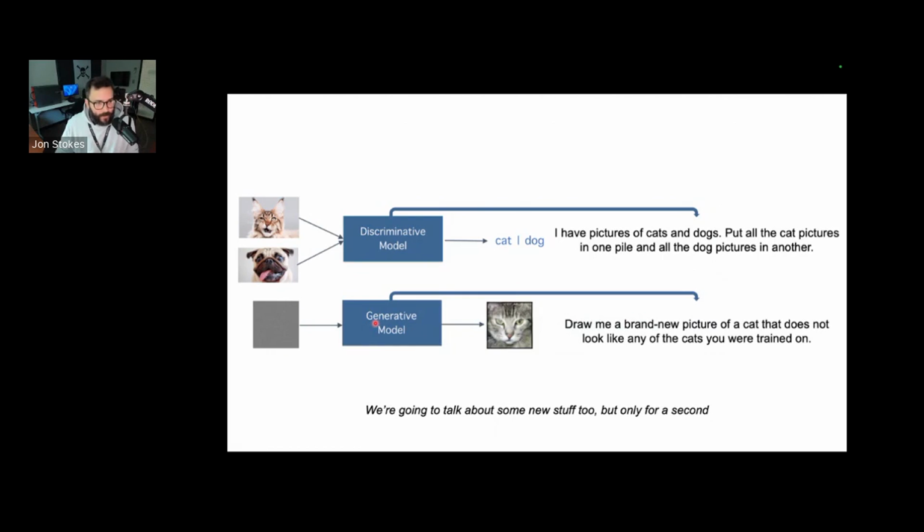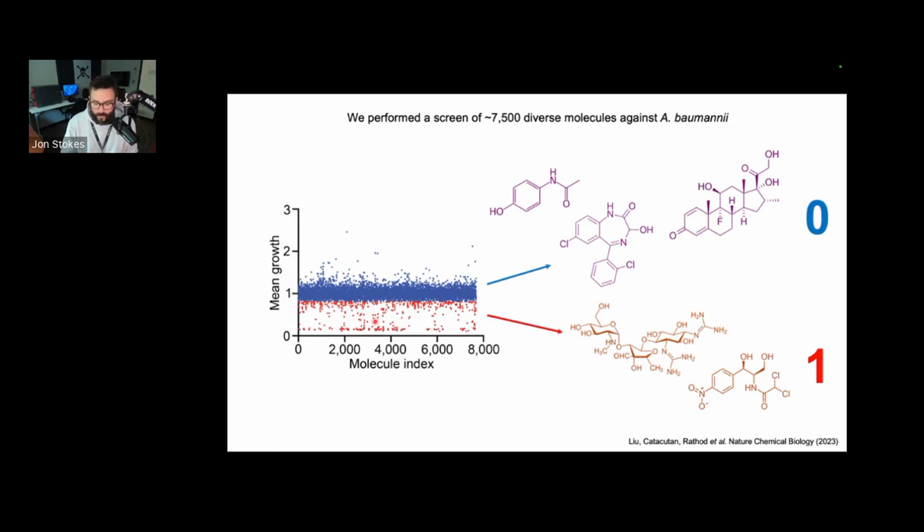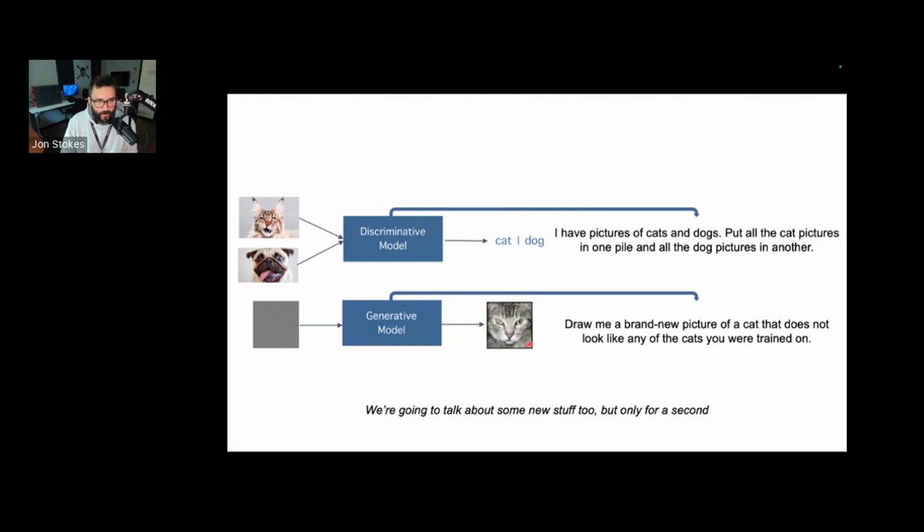On the other hand, we have a generative model, which satisfies a slightly different use case. Once we have a trained generative model, the use case is draw me a brand new picture of a cat that doesn't look like any of the cats you were trained on. So again, if we replace the word cat with antibiotic, it says draw me a brand new picture of an antibiotic that doesn't look like any of the antibiotics you were trained on. So we're going to talk about these two primary model architectures. And then right at the end, I'm going to talk about some brand new stuff that we've just started working on too, but we're not going to talk about it too much because it's not fully cooked yet. And it's just stuff that's emerging and sort of bubbling.